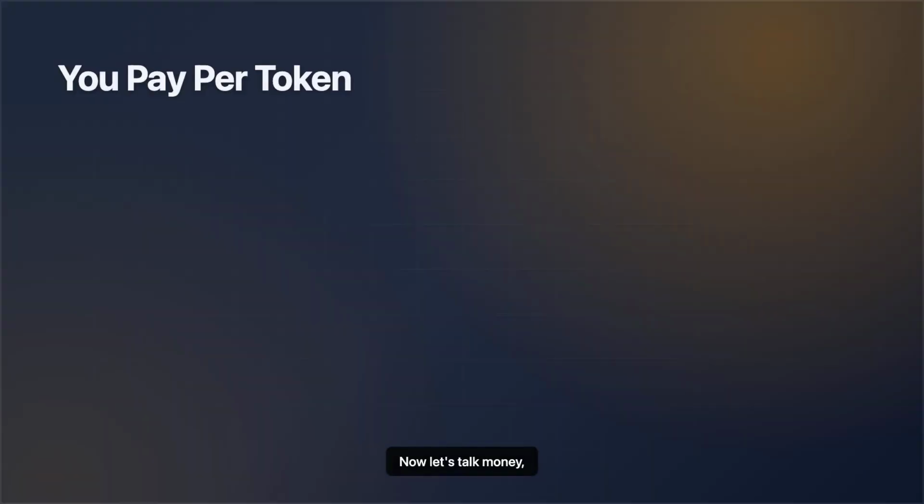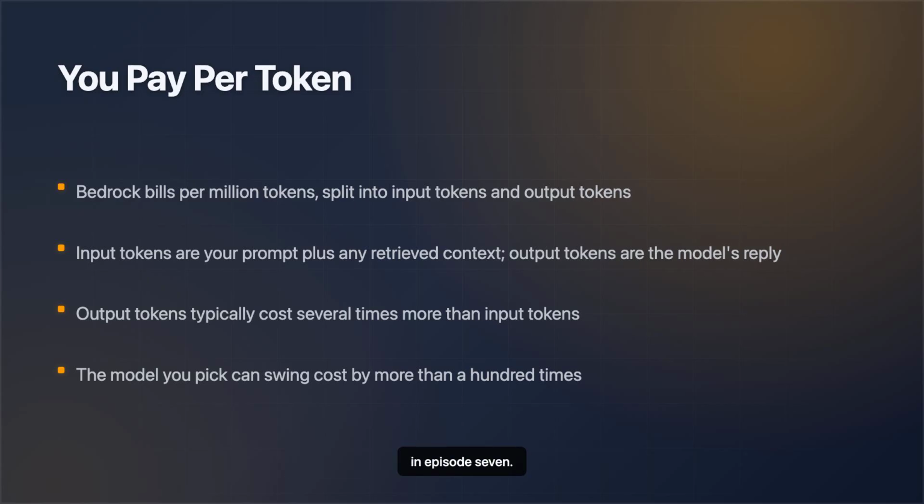Now let's talk money, and this builds directly on the token pricing you learned in episode 7. Bedrock bills per million tokens, split into 2 buckets. Input tokens are your prompt plus any retrieved context you feed in. Output tokens are what the model generates back. Output tokens usually cost several times more than input tokens because they're produced one at a time rather than read in parallel. And here's the lever that drives everything.